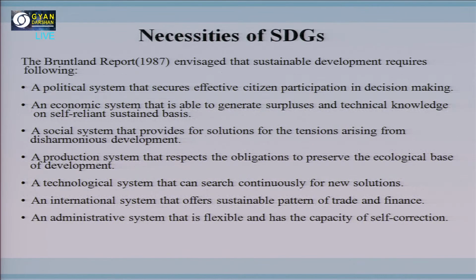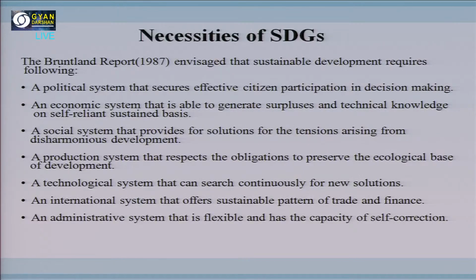And in 1987, when sustainable development was defined in the Brundtland report, they said that we must have a political system which promotes people's participation. So the government should properly make people aware of whatever is being done, and it must get the participation of the people. Then the economic system must be self-reliant. We must build a self-reliant economy.